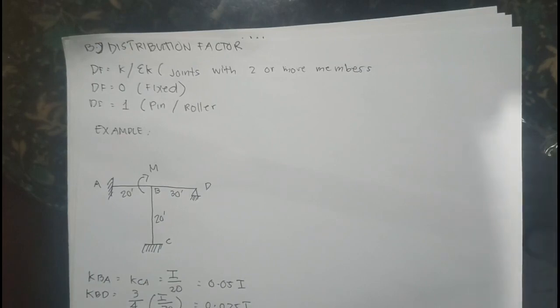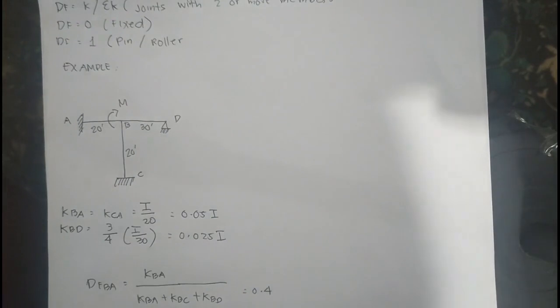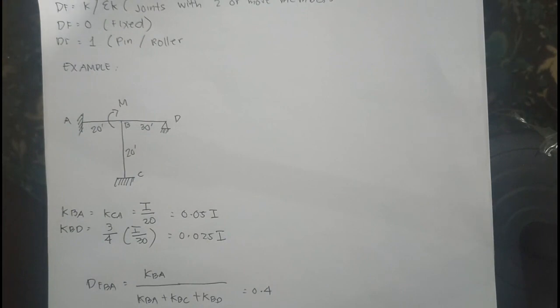If it equals 0, the distribution factor means it is fixed. If it is a pin or roller, the distribution factor is equal to 1. For example, as you can see in the graph in the illustration, KBA equals KCA equals I over 20 equals 0.05 I. Then KBD equals 3 over 4 times I over 30 equals 0.025 I.